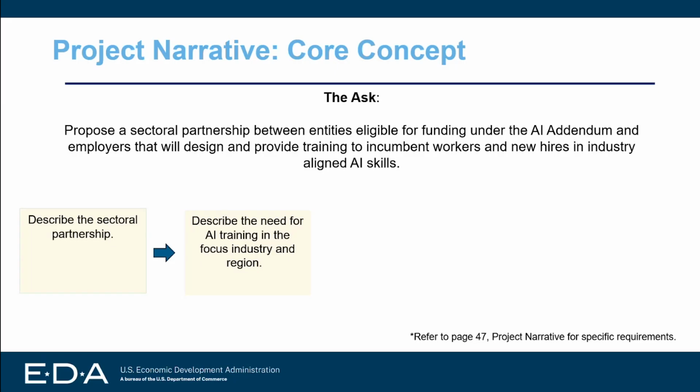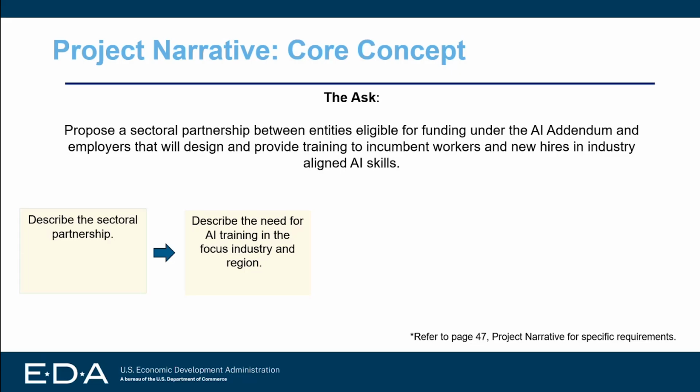So going back to the core concept and the ask, your narrative must clearly describe why AI training is needed, for whom it is needed, and how those needs connect to employer demand and industry competitiveness. This is not about describing how AI is transforming the world in general. It is about describing how AI is transforming the focus industry in your region and what workers need in order to keep pace. So strong applications will make the need incredibly clear and specific.